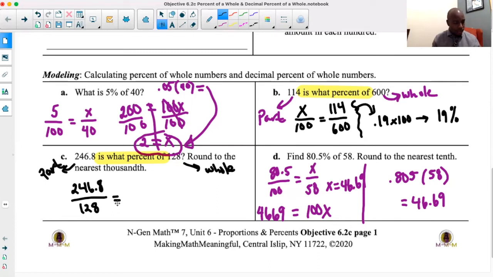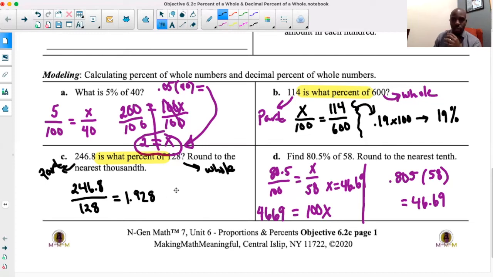When I divide them, I put in 246.8 divided by 128, and I'm double checking my numbers to make sure they make sense. I get 1.928.